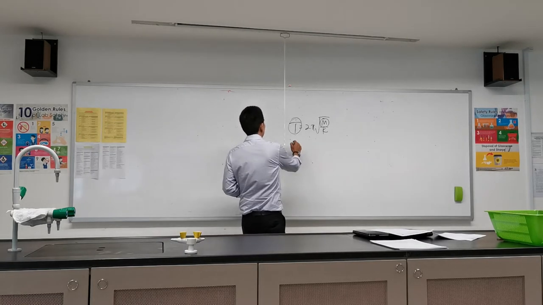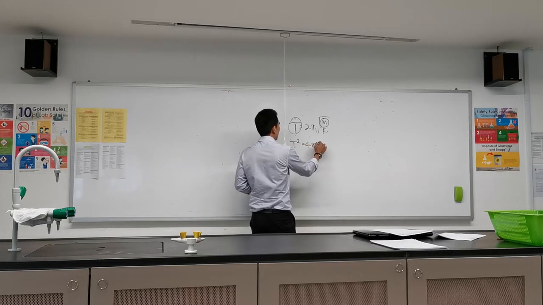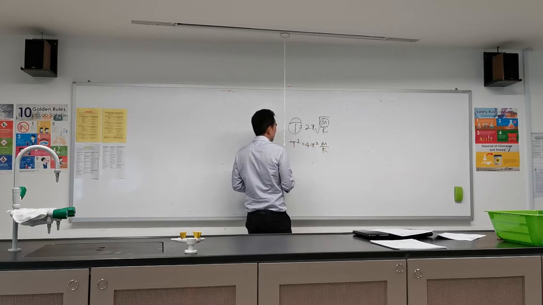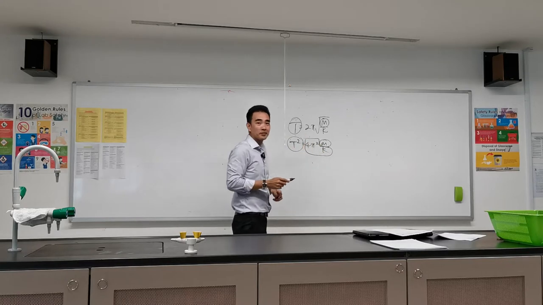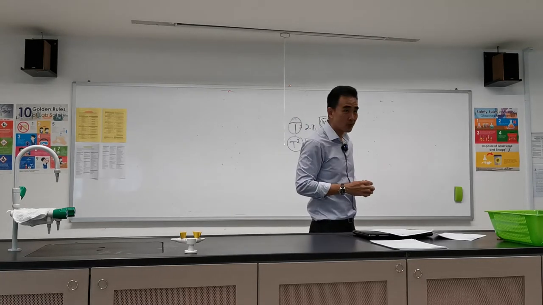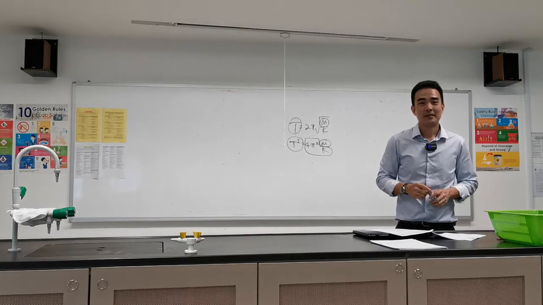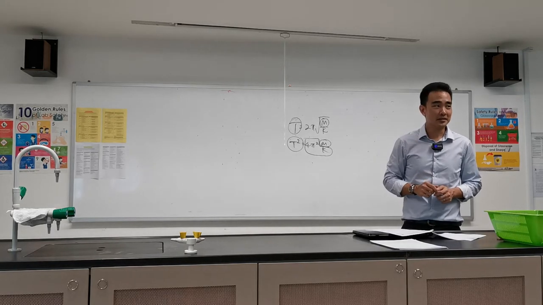Yes, you square it, and then what do you do? 4 pi squared m upon k. You plot this. Yes, correct. And then the gradient will be the... Now, what's the expected y-intercept of this graph? Yes, what if you don't get a zero y-intercept, what does it mean?